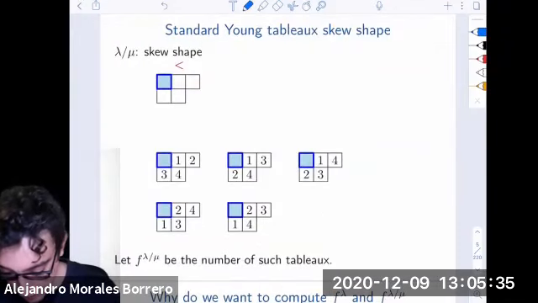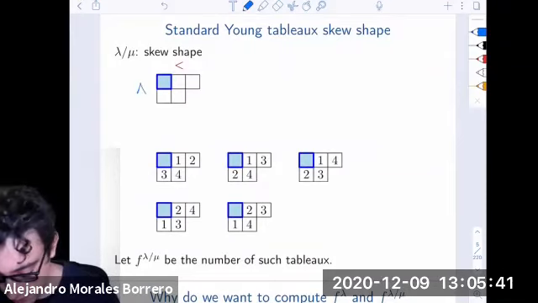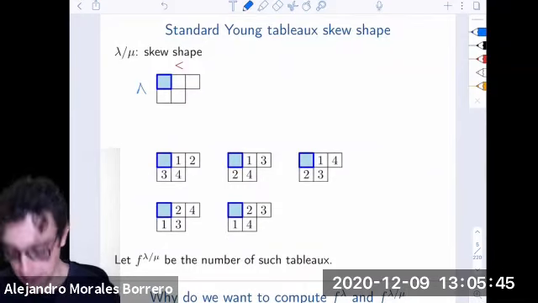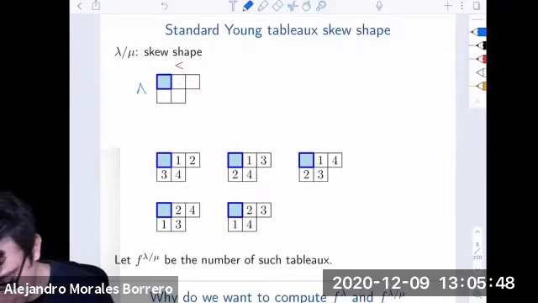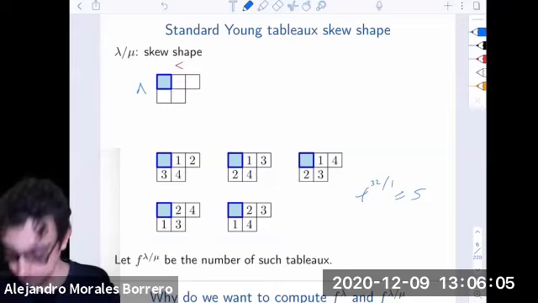We're also going to be interested in the number of standard tableaux of skew shapes. When you bite off mu from lambda, if you have n boxes, we fill with the numbers 1 up to n, increasing in rows and columns. This skew shape, because you bit off 1 box, is pretty much the same as the example before. So here we would say that the number of standard tableaux of shape 3, 2, 1 is equal to 5.